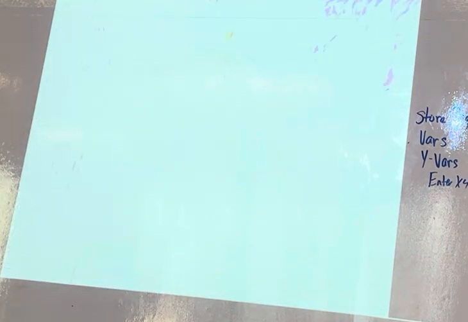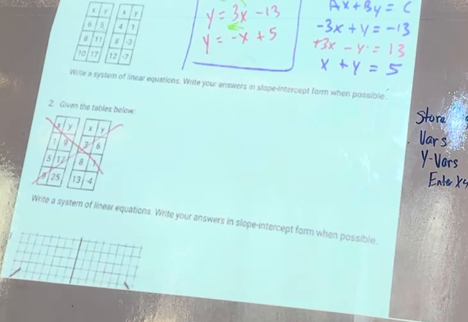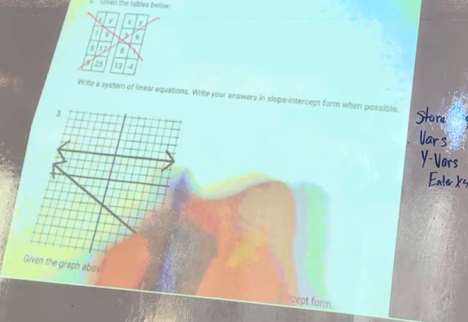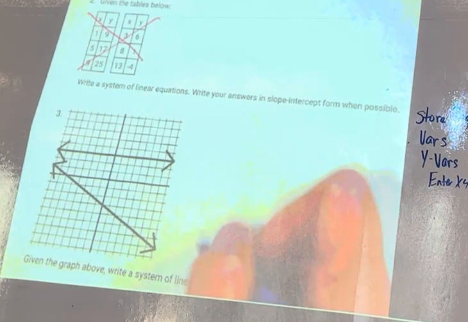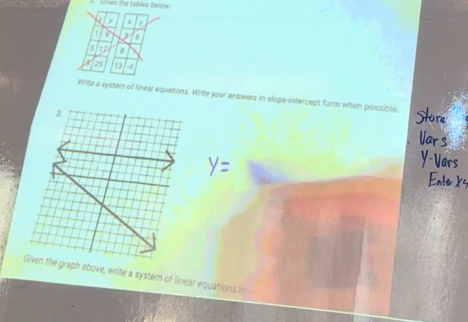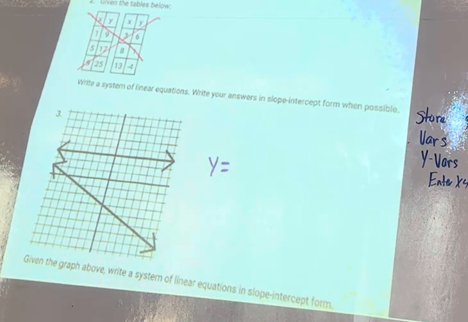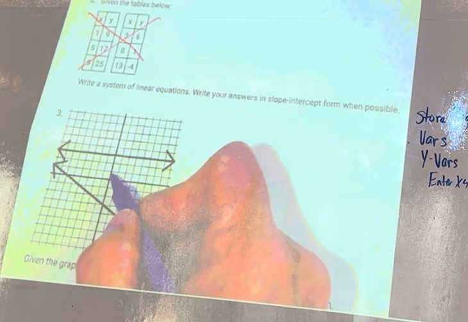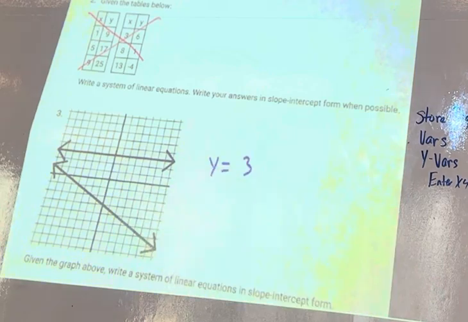Okay, so number 2, we're going to change up. Let's start with number 3. What axis does this line cross? Y. So it's going to be y equals what? 3. Remember, you got to go somewhere before you start counting. So 1, 2, and 3. Okay, so go back up to 2.